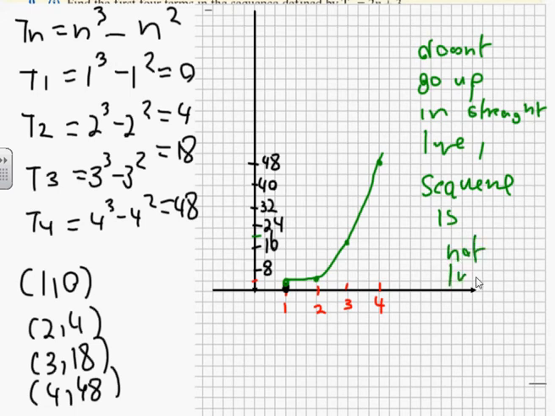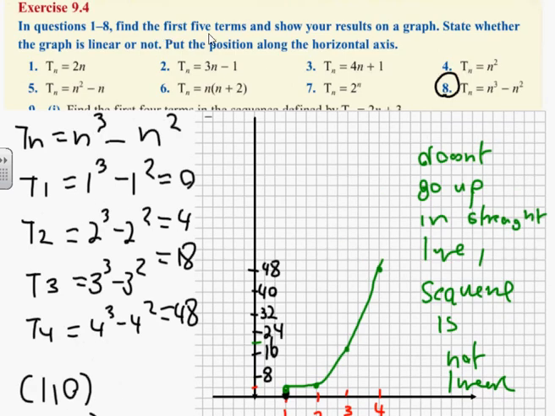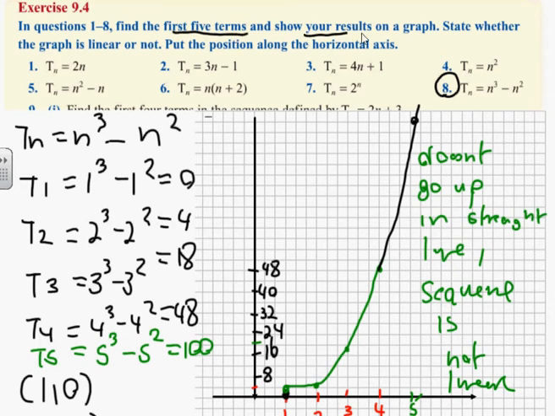Now, if you reread the language of the question, it says find the first 5 terms. Sorry, I was meant to find T5 as well, wasn't I? 5 cubed minus 5 squared is 100. So the next one would have been 5, 100. I forgot to put that one in. You get the gist, though, don't you? That 5, 100 is going to be somewhere up here, and you're just going to continue your line upwards. It says get the first 5 terms and show your results in the graph. I had to do the graph no matter what, and state whether the graph is linear or not. It's not linear. Move on.